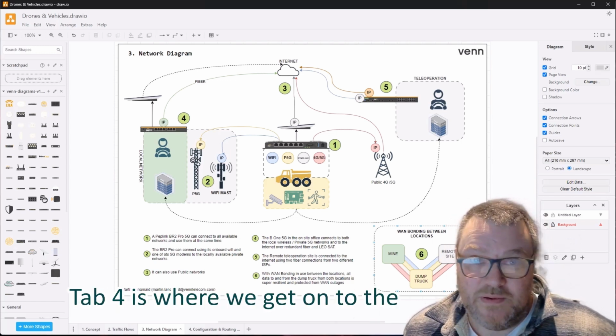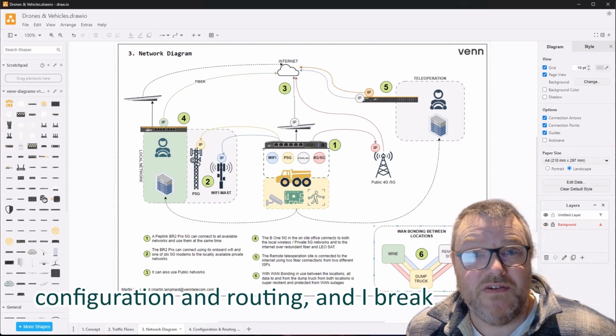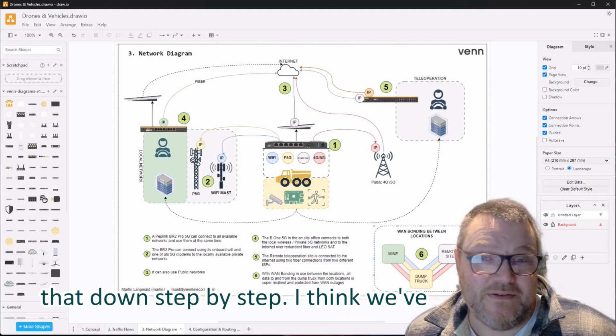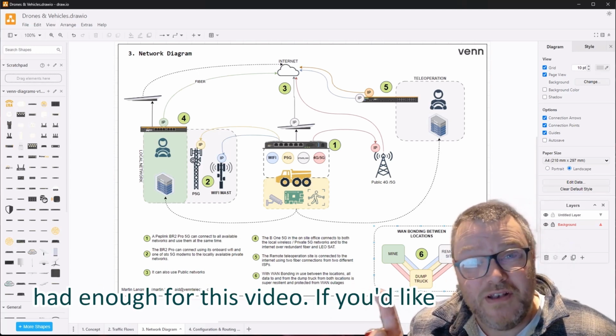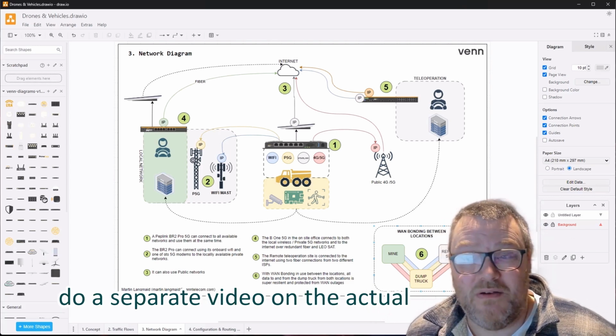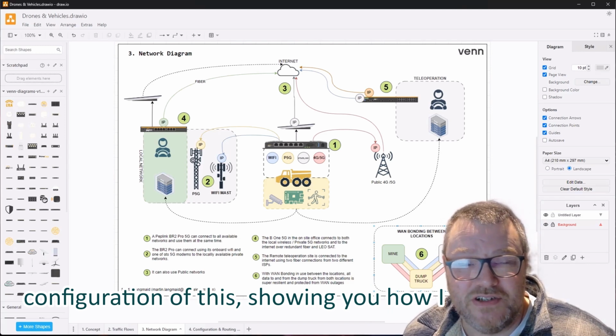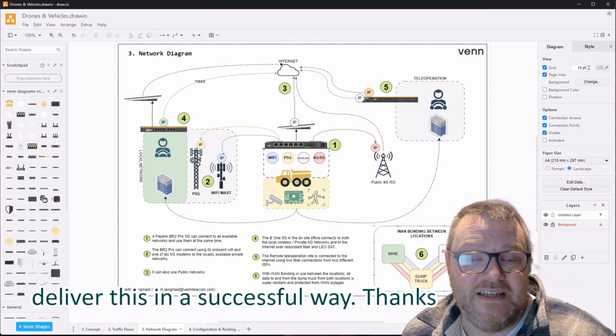Tab 4 is where we get onto the finer configuration and SpeedFusion configuration and routing, and I break that down step by step. I think we've had enough for this video. If you'd like to see that, let me know, and I'll do a separate video on the actual configuration of this, showing you how I configure SpeedFusion and the routing to deliver this in a successful way.